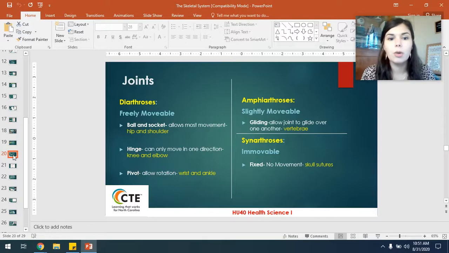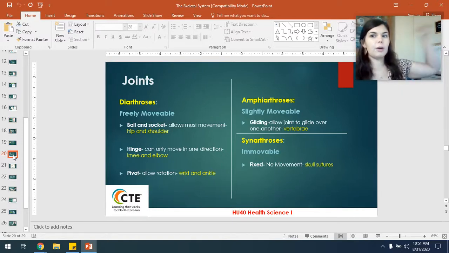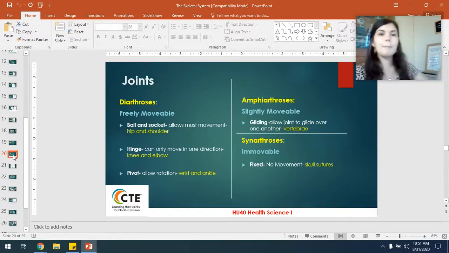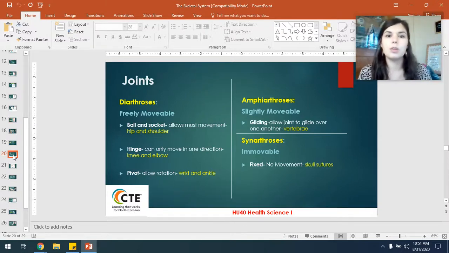Next, we have your hinge joint. Your hinge joint can only move in one direction, but it does allow for a very wide range of movement, and these are located in your knee and your elbow. So imagine my elbow, I can only bend it in one direction. I can't go past this, but it does have a lot of movement, same with your knee.